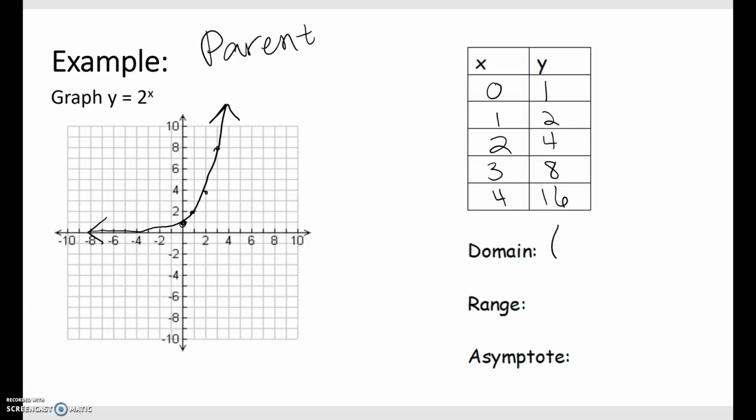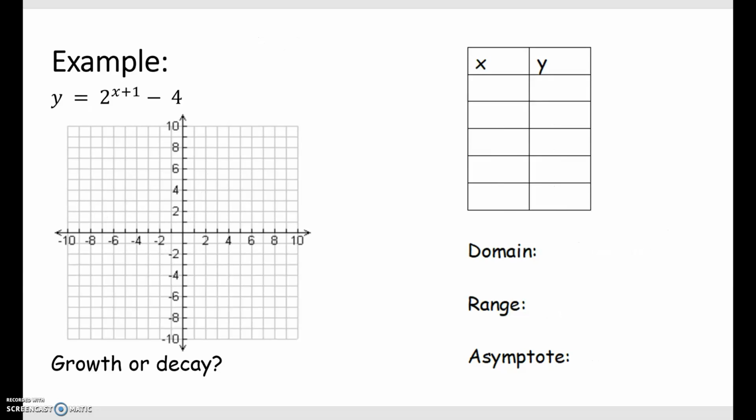And again, we talked about this on the first slide. My domain is all real numbers, so we're going to say negative infinity to infinity. My range is 0 to positive infinity because my asymptote is at the x-axis, y equals 0. So there's my parent function. So what we're doing now is we're actually looking at this, which is moving it left and right. And that negative 4 is what moves it up or down.